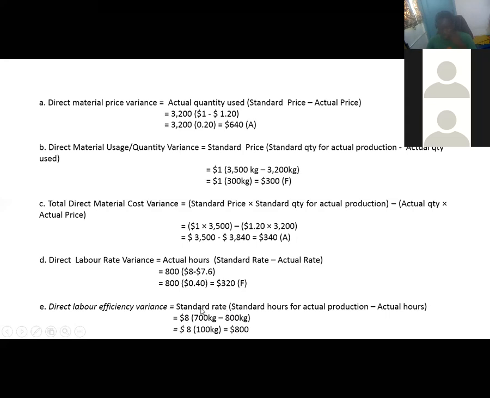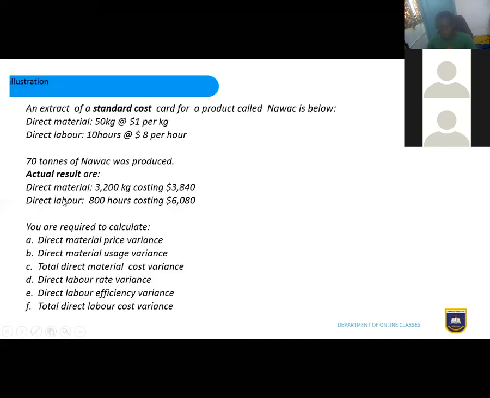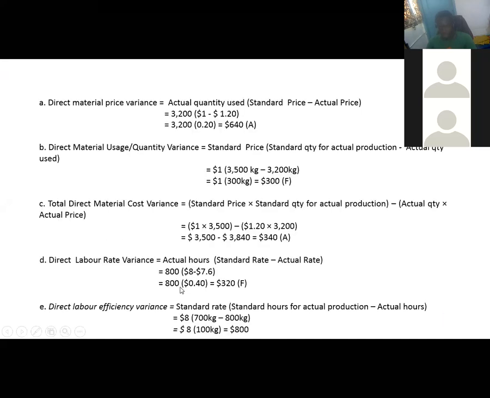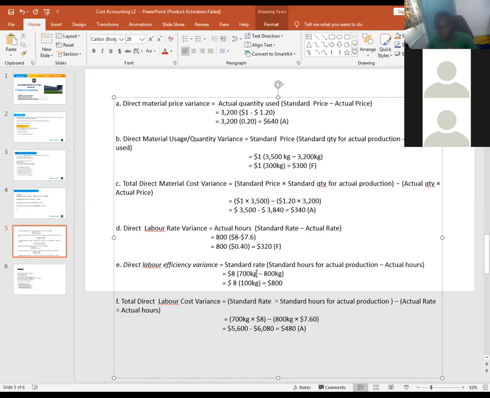So after the formula, let's go back to the question and see what our standard rate is. Standard rate. So the standard rate is what? 8. Okay. So we move back and then we write our 8 here. Then our standard hours for actual production. The standard hours for actual production. Sorry, this is in hours. Okay. This is in hours, not in kg.